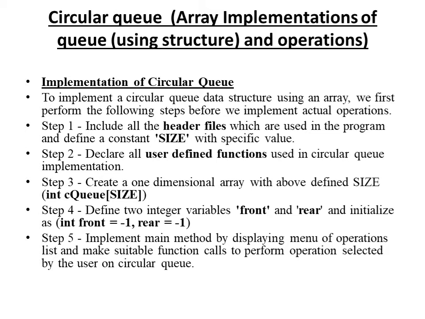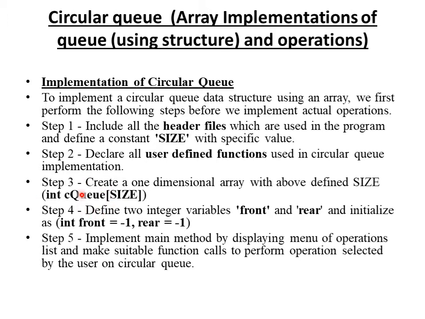How should I implement circular queues using C functions? As previously, the same steps are followed here, but there is a slight difference in declaring the variables. As usual, first we declare the header files, including all header files used in the program, and define a constant size with a specific value. Next, declare all user-defined functions used in the circular queue implementation. Next, create a one-dimensional array with the above size, int CQ.